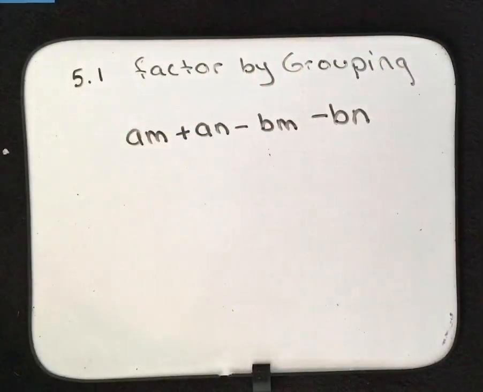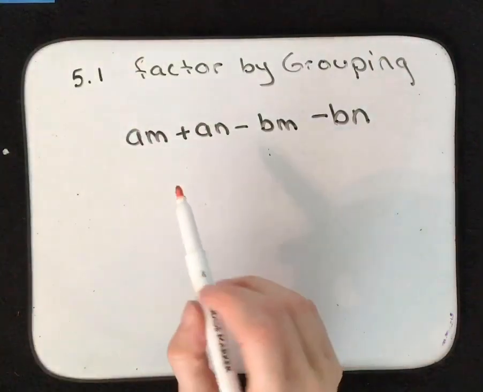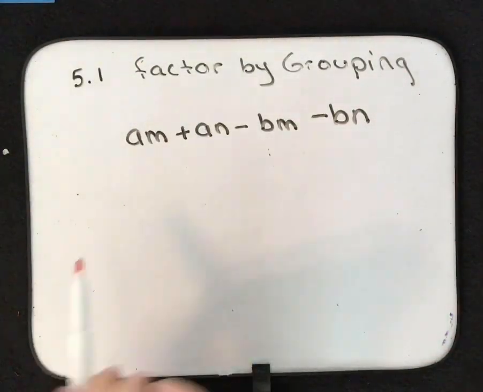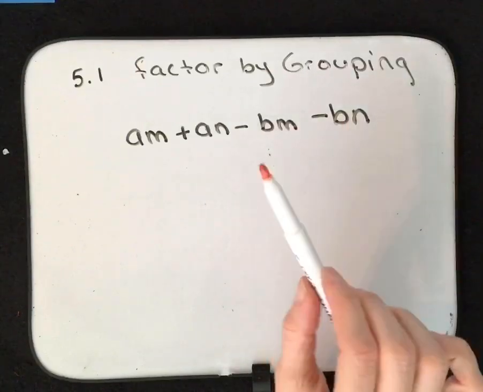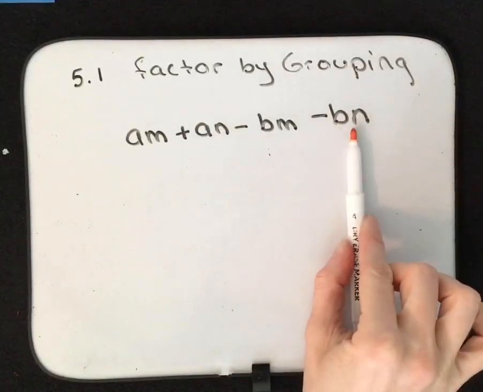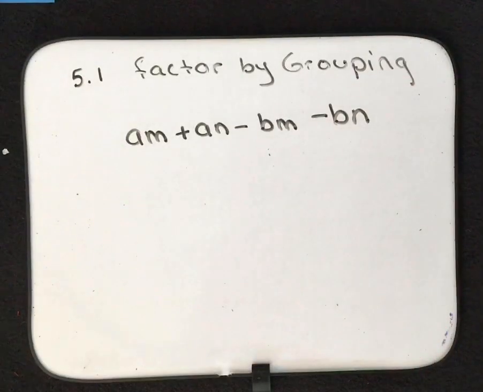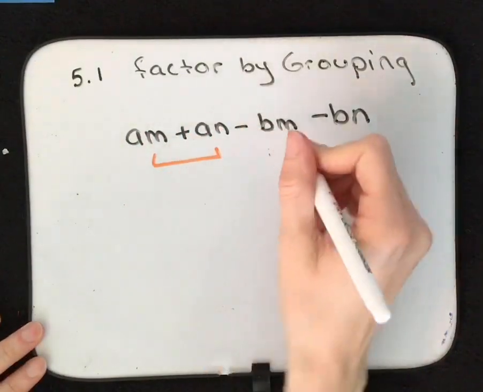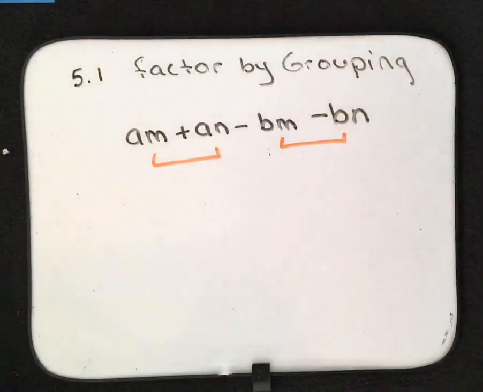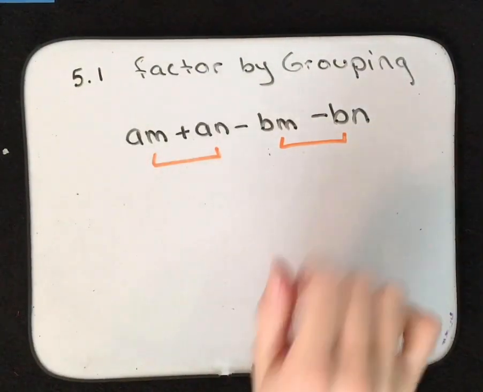So you should see some commonalities between the different terms when you're factoring by grouping. For example, these two both have an A in common. These both have a negative B in common. These both have an N in common. These have an M in common. As long as you group them so that you have commonalities, there are multiple different ways that you can group. So let's say we just group the first two and the last two.